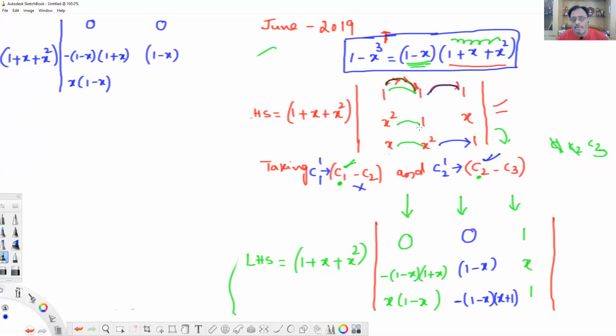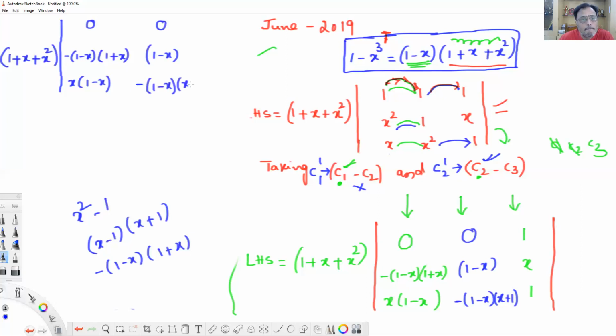Here you see that x square minus 1 I have written. Once again check it now. x square minus 1 means x minus 1 into x plus 1. Therefore minus of 1 minus x into 1 plus x. Minus of 1 minus x into 1 plus x. Correct it is. Next here minus of 1 minus x into x plus 1.